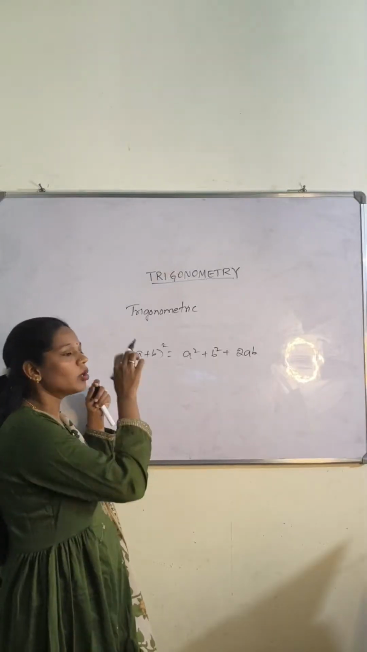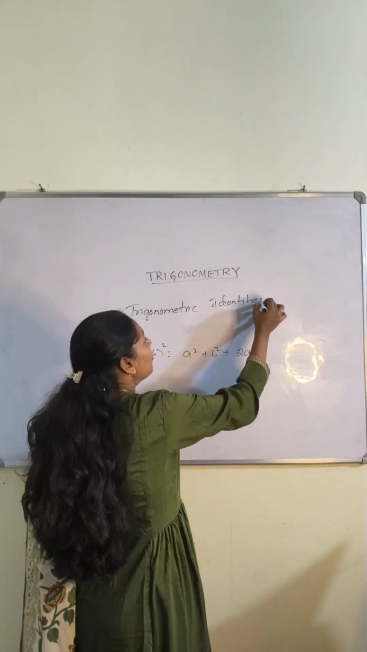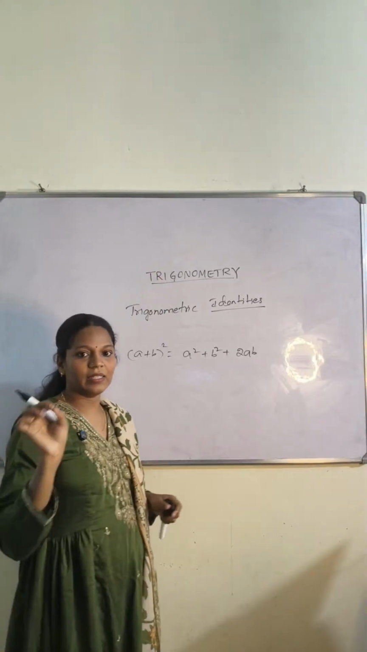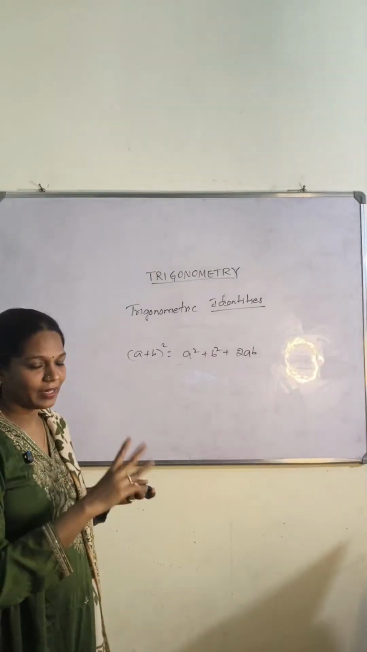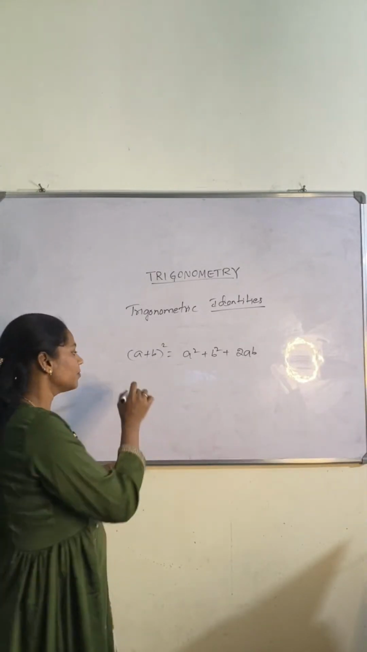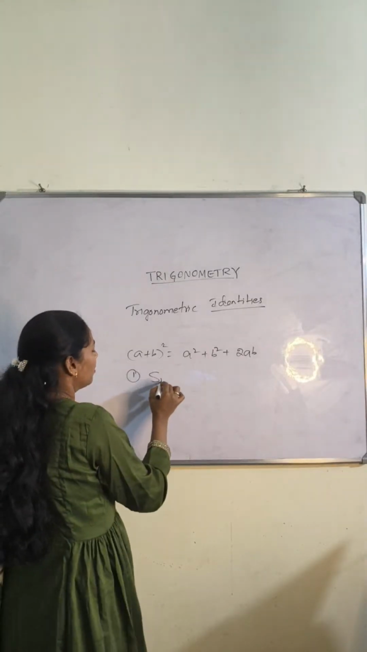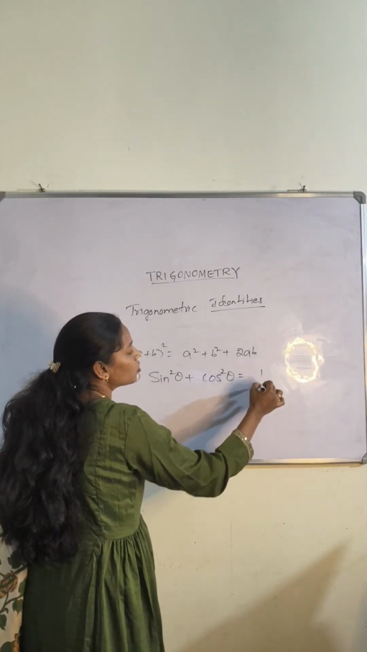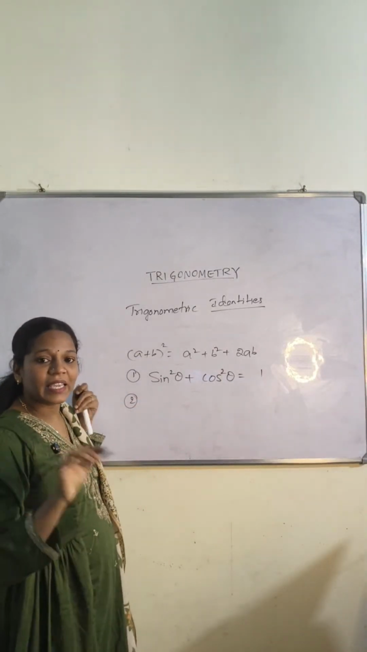Similarly, when I say trigonometric identities, those identities will be true for any value of angle, some particular theta. So totally we have 3 trigonometric identities. Let me directly give all the 3 identities. First one, relating sine and cos: sine square theta plus cos square theta is equal to 1. Second one, relating secant and tan.